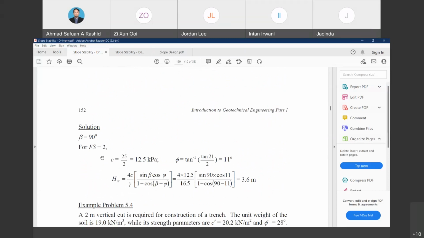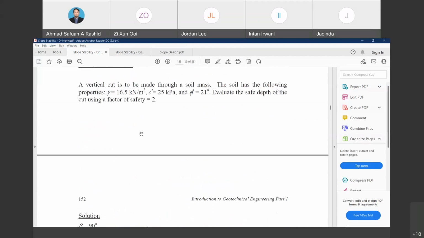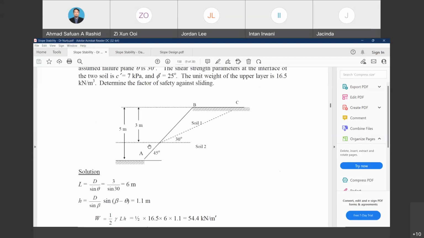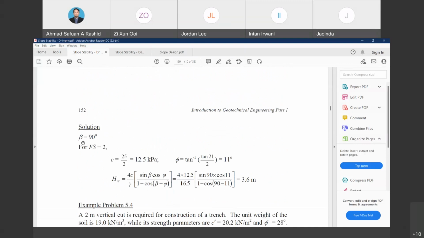So for case 5.3, we may use the formula of the FSC and also the FS phi, by using beta equal to 90. This is for a vertical cut, different from a slope with a certain beta value, because in the previous case beta is equal to 45, while for a vertical cut beta is equal to 90. The factor of safety is equal to 2.